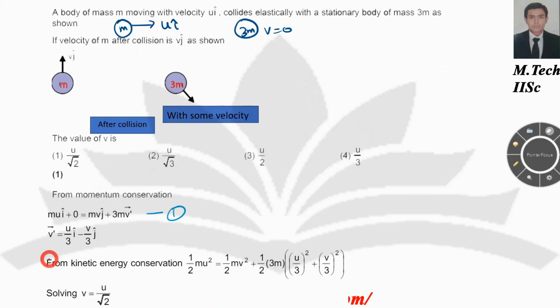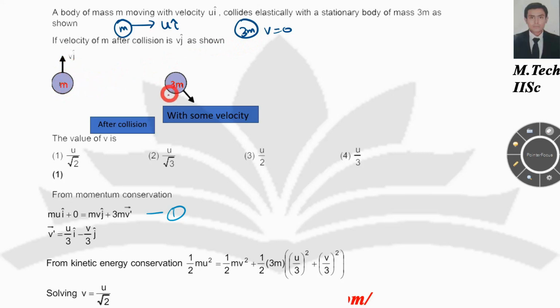Now let us start with the following question over here. In this question, as you can see, you are given a body which is moving in the x direction with a certain velocity and is trying to collide with the body of mass 3m which is at rest. After the collision you are getting your mass m with a velocity in the y direction only.